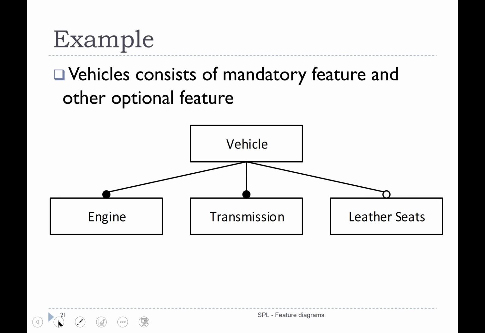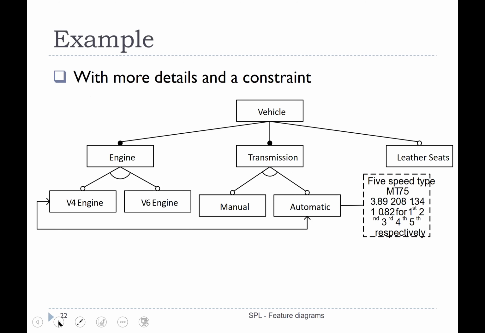All right, next slide over here is another example with more information in it. So again, vehicle is broken down into an engine, transmission, leather seats. The engine is mandatory, transmission is mandatory, leather seats is optional.